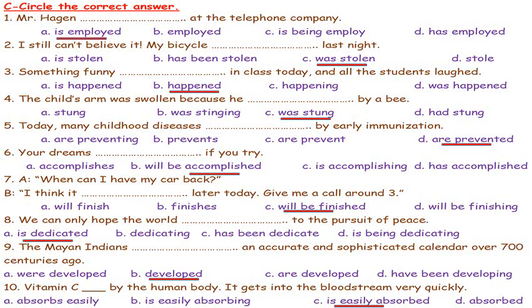The verb happen is always in the active form. Don't put it in the passive.